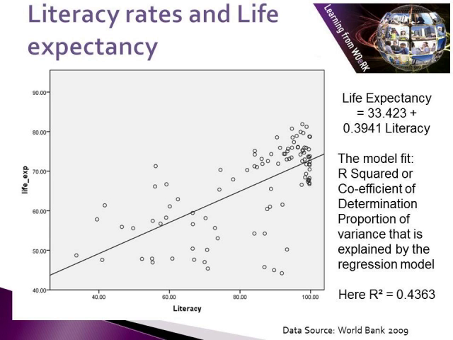On the line here we have alpha of 33.423, which is the constant or the intercept, and we have beta of 0.394, which is the slope for the independent variable literacy. Plugging those figures in, we get an r-squared value of 0.4363, and this means that literacy rates explain 43.6% of the variation in life expectancy in the model, i.e. 56.4% of the variation in life expectancy is not explained by literacy levels.